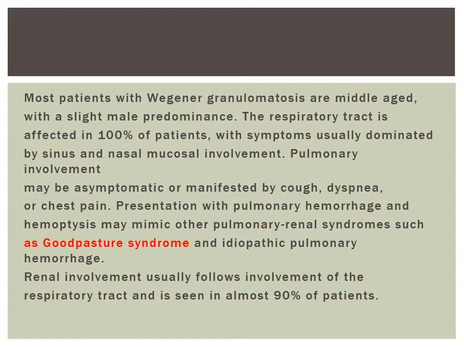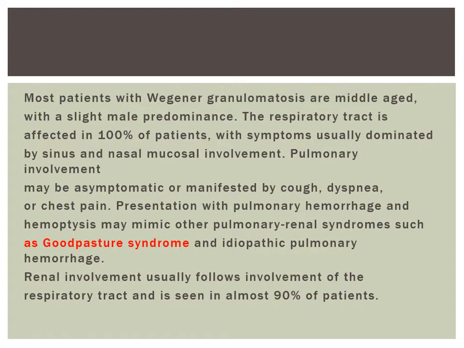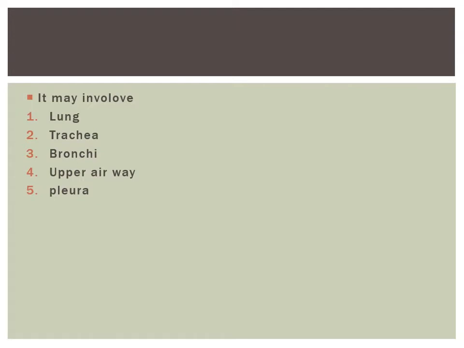The differential diagnosis of Wegener granulomatosis is Goodpasture syndrome, which is idiopathic pulmonary hemorrhage. Renal involvement follows involvement of the respiratory tract and is seen in almost 90% of patients, which is even diagnosed by renal biopsy, which shows non-specific granulomatous disease. Wegener granulomatosis may affect the lung, trachea, bronchi, upper airway, and pleura.